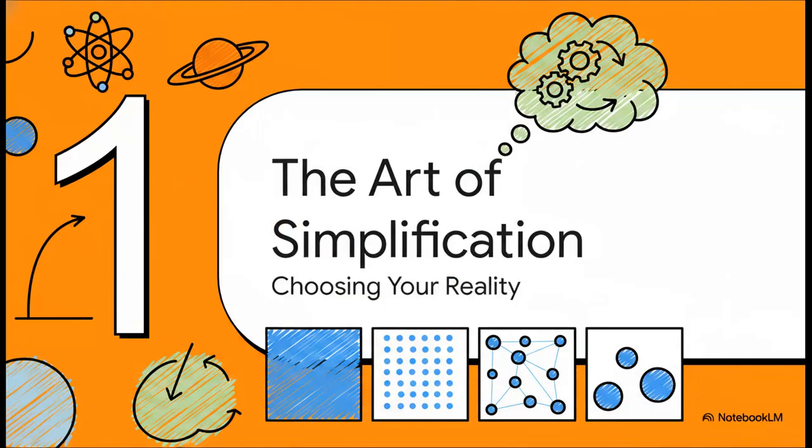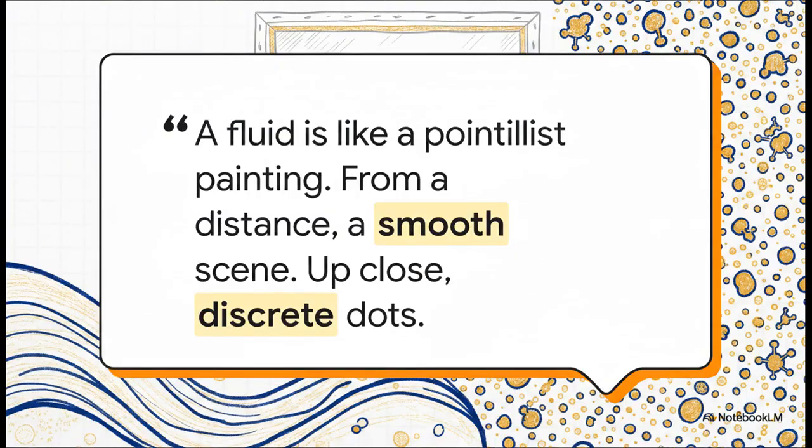Well, here's the thing. The right description totally depends on the question you're trying to answer. Physics really is the art of simplification. It's about making a smart choice about which version of reality is the most useful for your problem. We call it idealization. Here's a great way to think about it. It's like a pointillist painting. From way across the room, you see a complete, smooth picture. A park, a boat, whatever. But you walk right up to it, and what do you see? Just thousands of tiny, separate dots of color. It's the same painting, but the reality you see depends entirely on your perspective, and that's exactly what's going on with fluids. So let's look at those two different views.